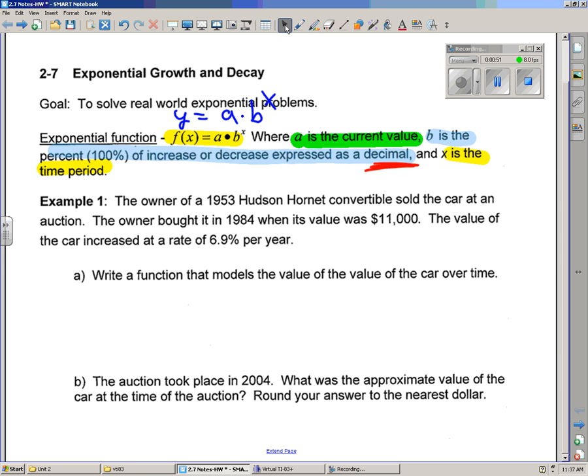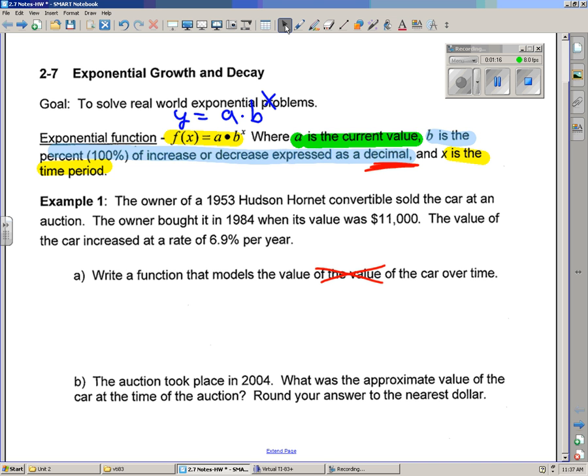The owner of a 1953 Hudson Hornet convertible sold the car at an auction. The owner bought it in '84 when it was worth $11,000. The value of the car increased at a rate of 6.9%. We need to be able to write a function that models the value of the car over time.